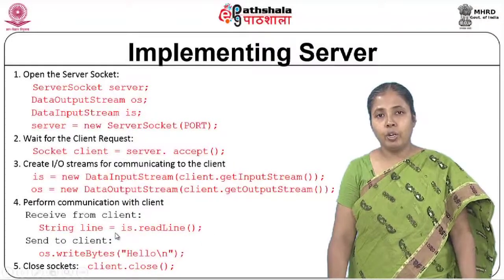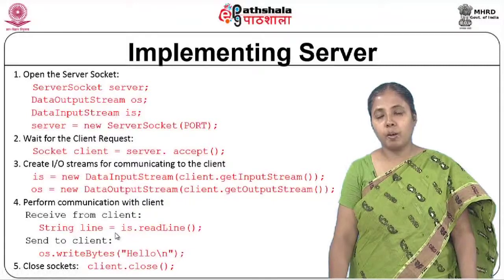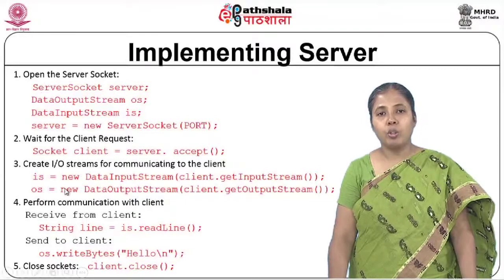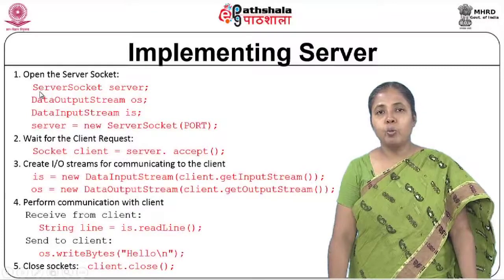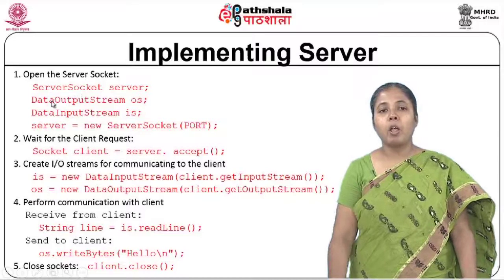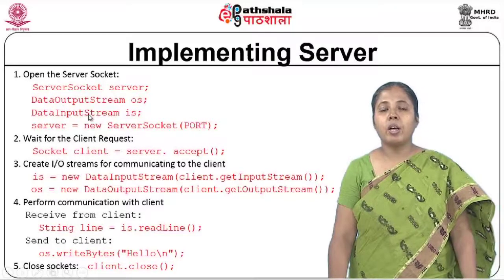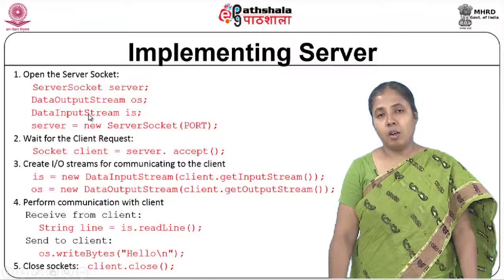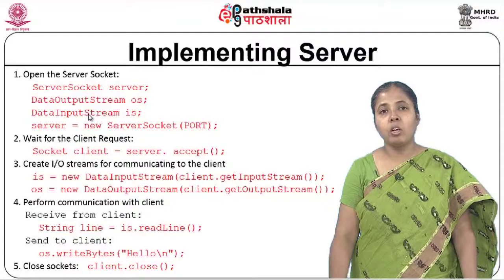If you want to write the server program or the client program, we need to follow these steps. The first step is to implement a server program. When you implement a server program, you first have to open the server socket, which means you have to create a new server socket. As I told you, we have a class called ServerSocket, and DataOutputStream and DataInputStream are the classes which get associated with the input stream and the output stream of the invoking socket object to send and receive data.